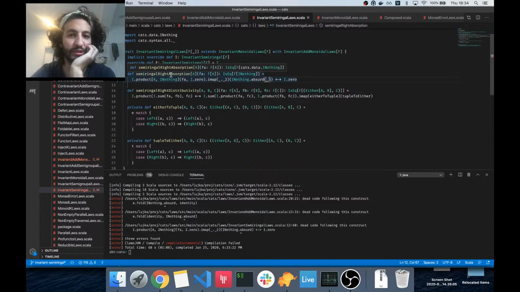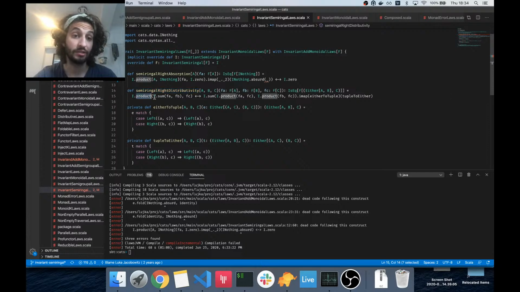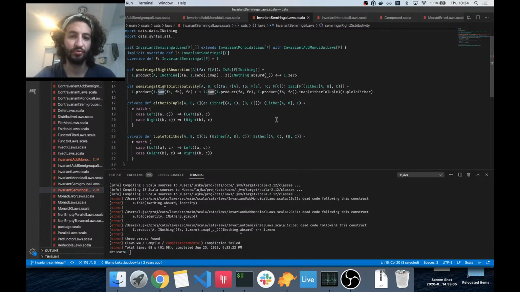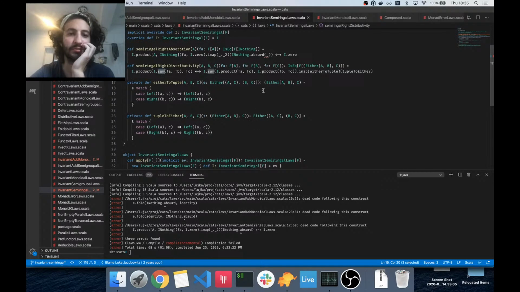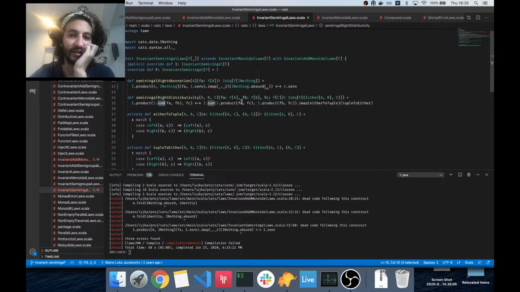But yeah, so basically, semi-rings have this absorption property where you can kind of think of it like multiplying by zero, which is basically what it is. You take the product of something with zero, and that's always going to be zero, no matter what you do with it. And then distributivity is basically that products distribute over sums, or the other way around. I never know. I always mix that up. And we can kind of prove that by saying that either tuple AC and tuple BC is the same as either AB, or either AB and C, and we can go the other way around. Yeah, so these are also isomorphic, and then any F that has an invariant semi-ring in scope also has to do that.